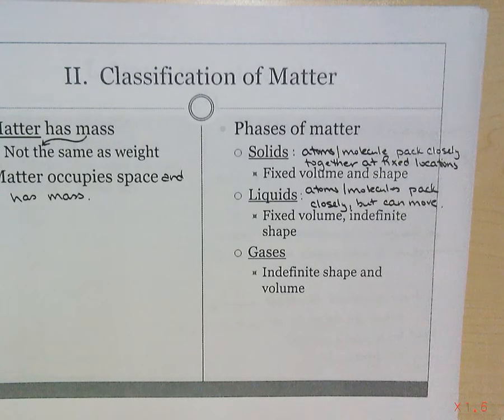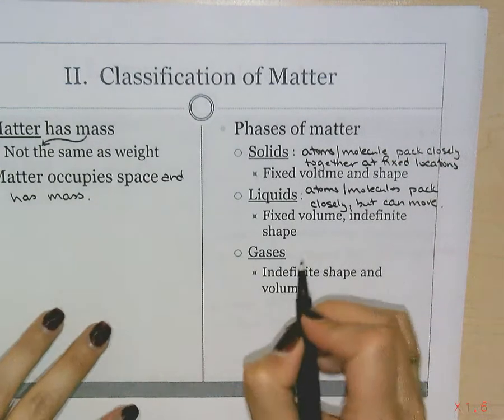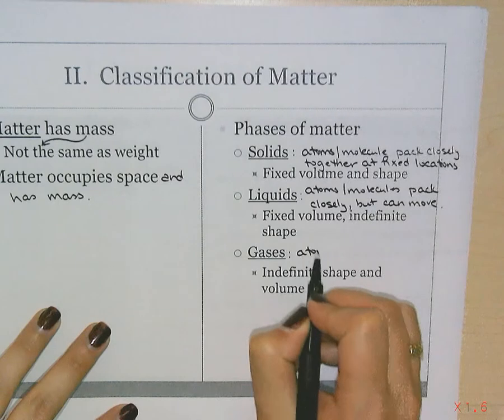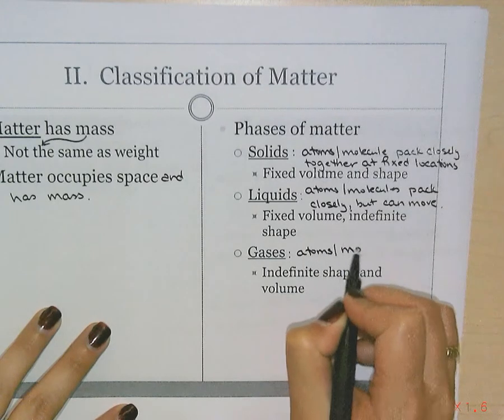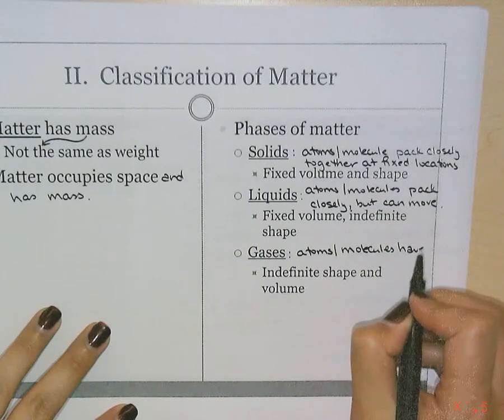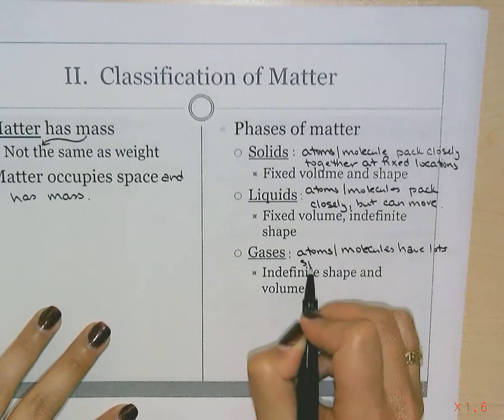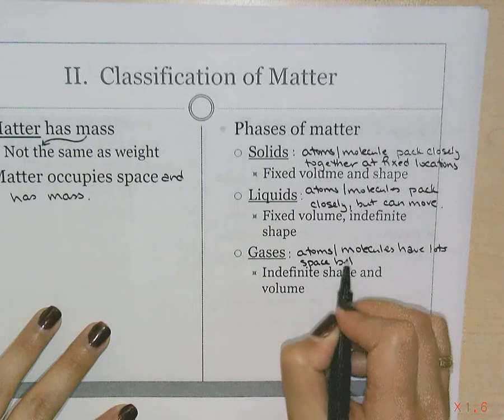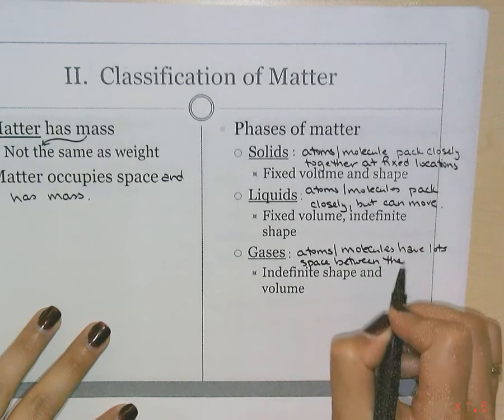And then we got gases. Gas has indefinite shape, indefinite volume, and takes up whatever space is given to it. It's compressible. Expandable. In this case, atoms or molecules have lots of space between them. And they can move.